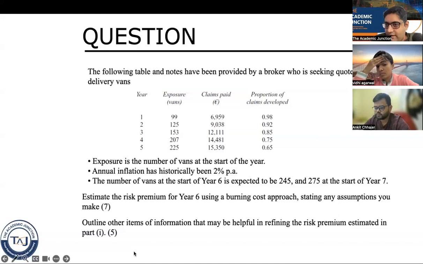So I've given you one such scenario. I've given you maybe 1 or 2 marks already, right? But I want you guys to try anyways. Outline other information that might be helpful in refining the risk premium. So try this. I will give you guys 5 minutes.